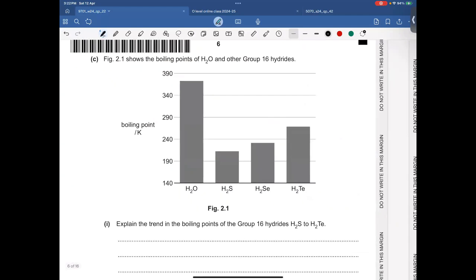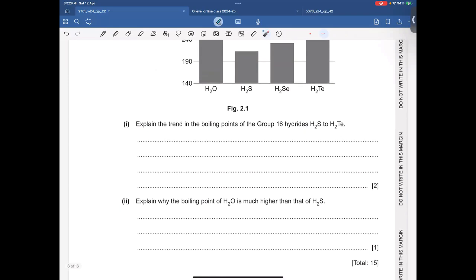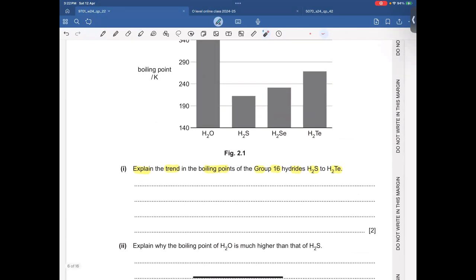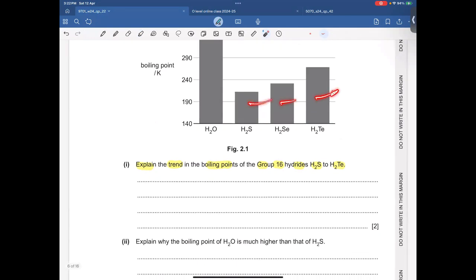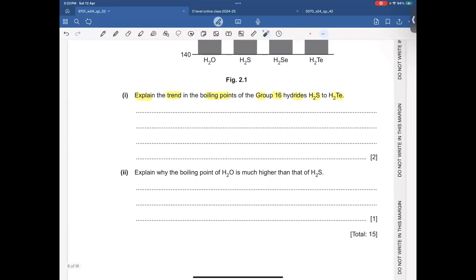Figure 2.1 shows the boiling point of water and other group 16 hydrides. So water has the highest boiling point among these hydrides. We have done this in class in hydrogen bonding, if you remember. Explain the trend in the boiling points of group 16 hydrides from H2S to H2Se. From H2S to H2Se, number of electrons increases. So this increases the strength of van der Waals forces. If the strength of van der Waals forces increases, more energy is needed to overcome such force, and therefore boiling point trend increases.